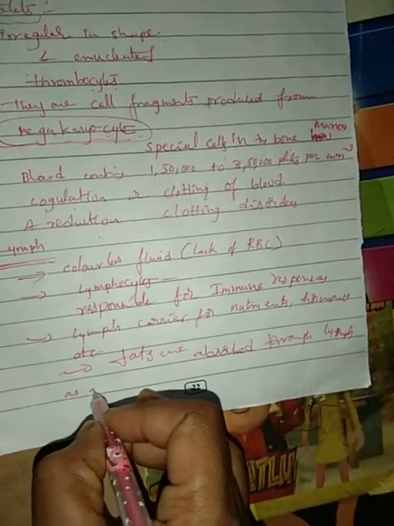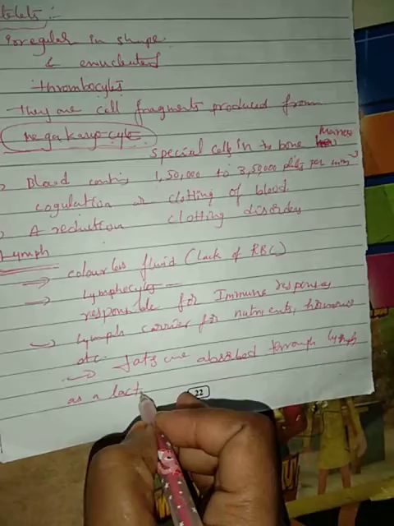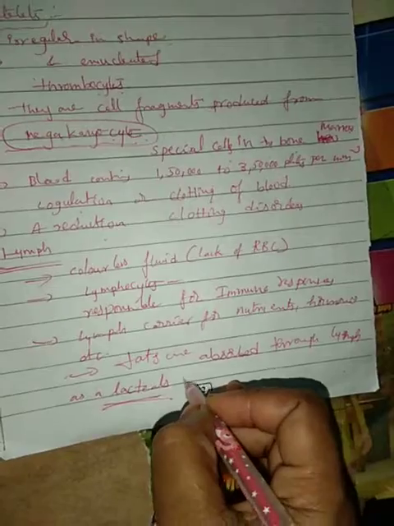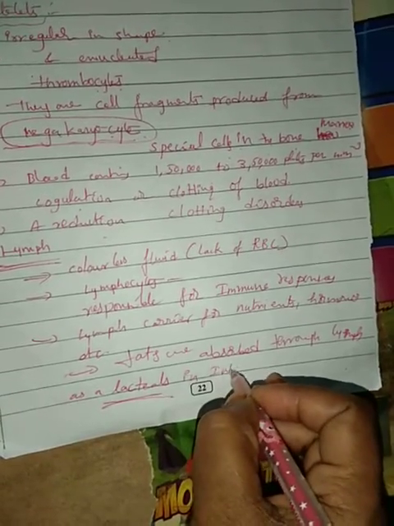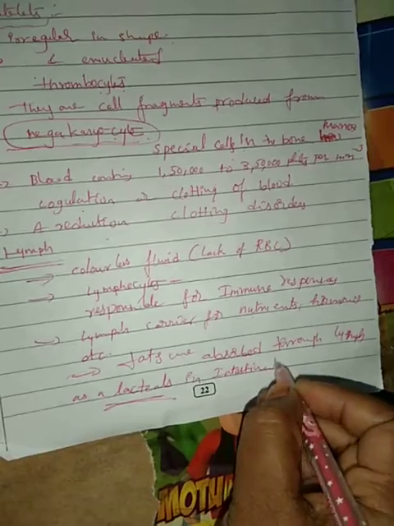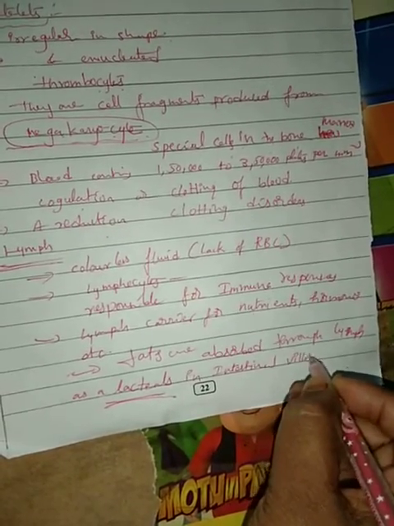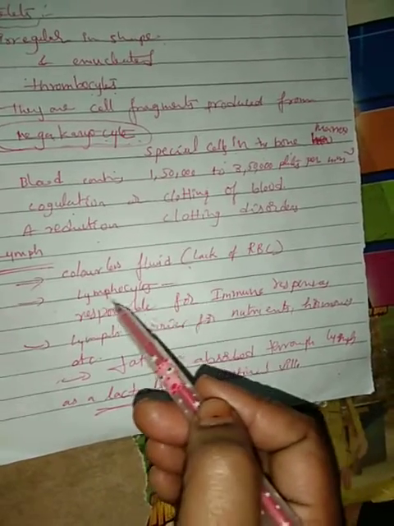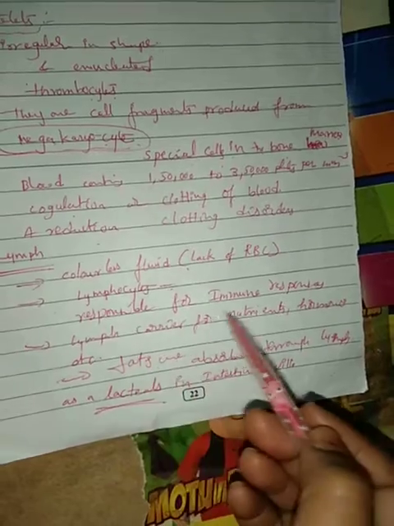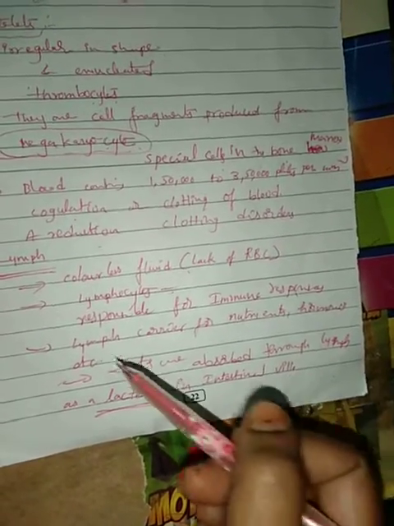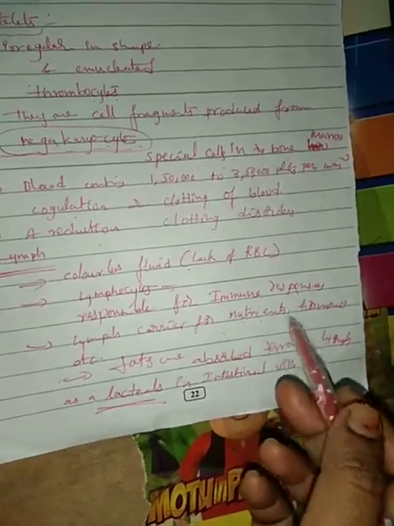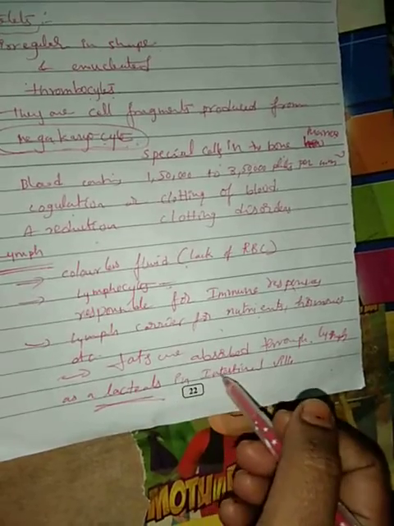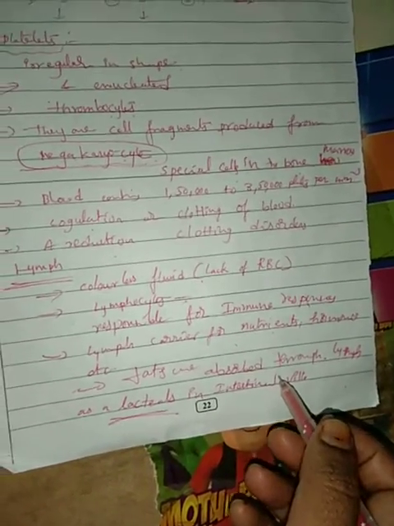As lacteals in the intestinal villi. So lymph is a colorless fluid. Special cells are lymphocytes. It is mainly responsible for the immune responses of the body. The lymph carries nutrients and hormones, etc. The fats are absorbed through the lymph as lacteals in the intestinal villi. Okay.